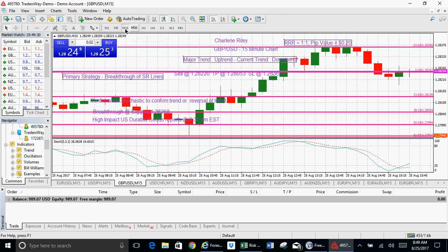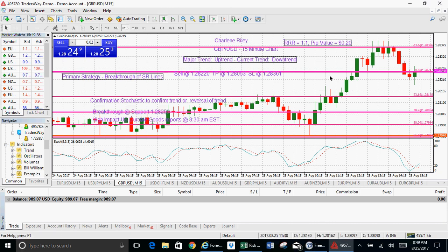Now, when I get to the 15-minute chart, which is where I execute my trades, I see that we had consolidation and then an uptrend, but currently the market is in a downtrend. I'm using a risk-reward ratio of 1 to 1 and a pip value of 20 cents per pip. So the major trend overall is an uptrend, but the current trend is a downtrend.